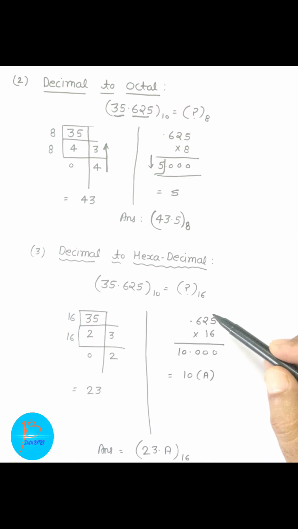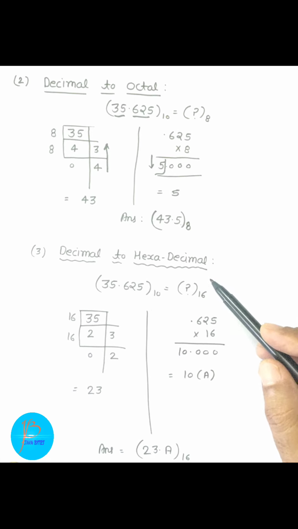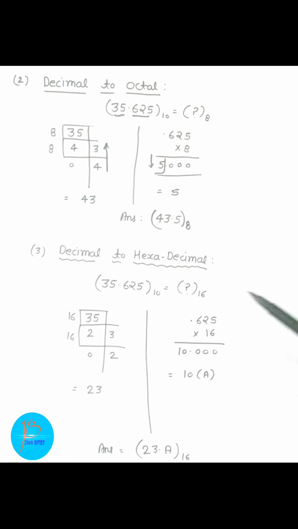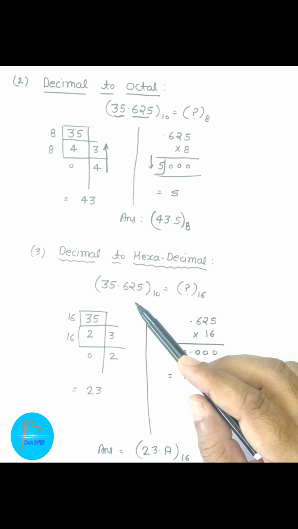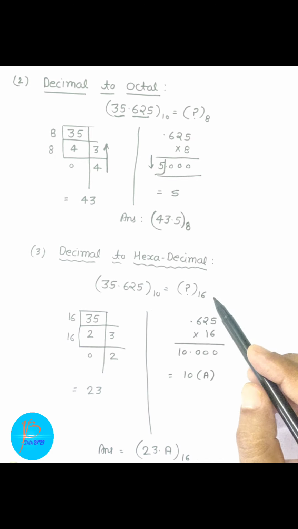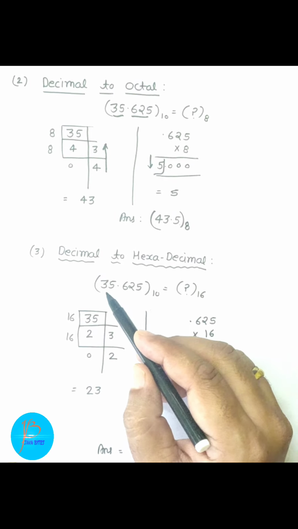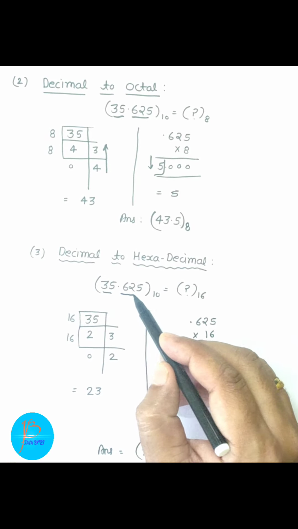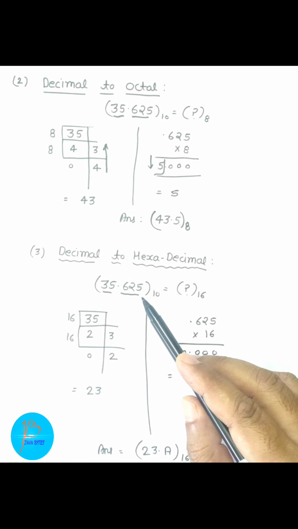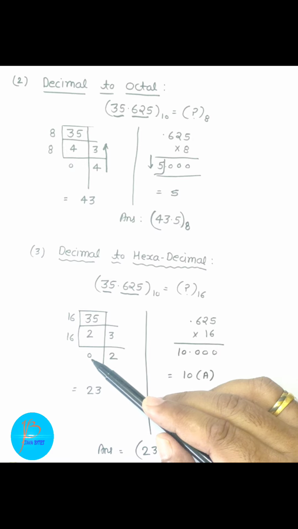Now in the last example, we will see how we can convert the same decimal number to its hexadecimal equivalent, meaning we have to convert it to the base of 16. So the same number, 35.625 on the base of 10, and the base to which we are going to convert is 16. You apply the same logic and process here: divide the number into two parts, 35.625.